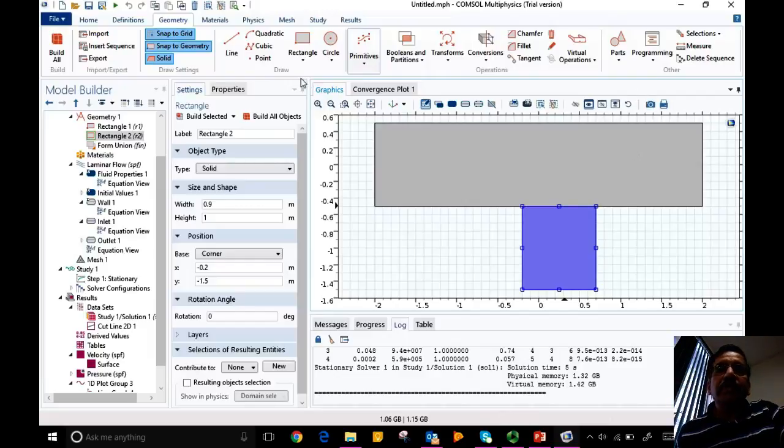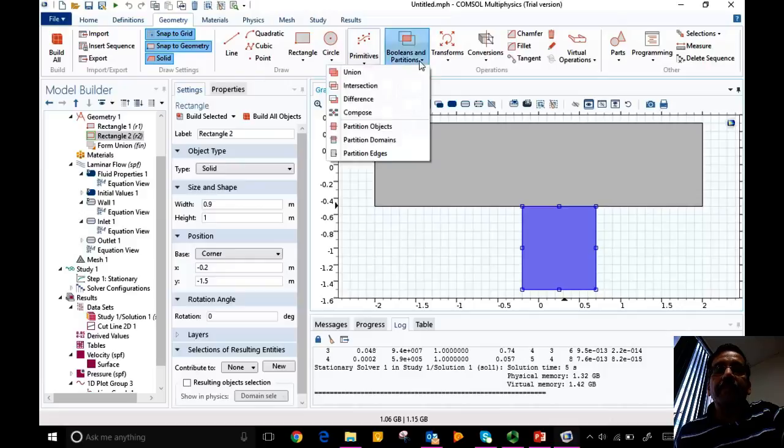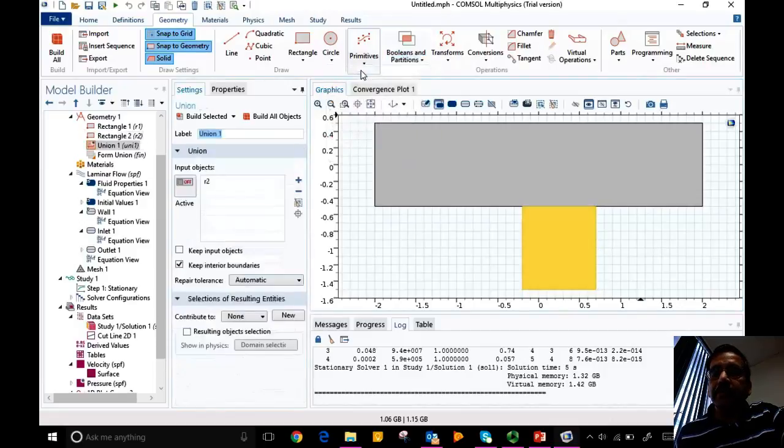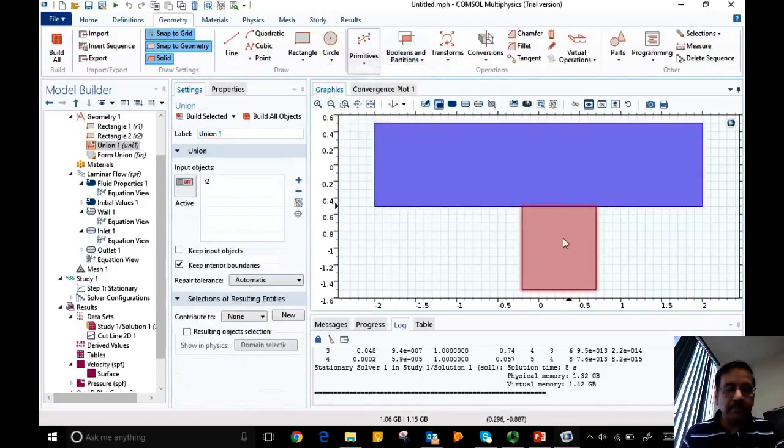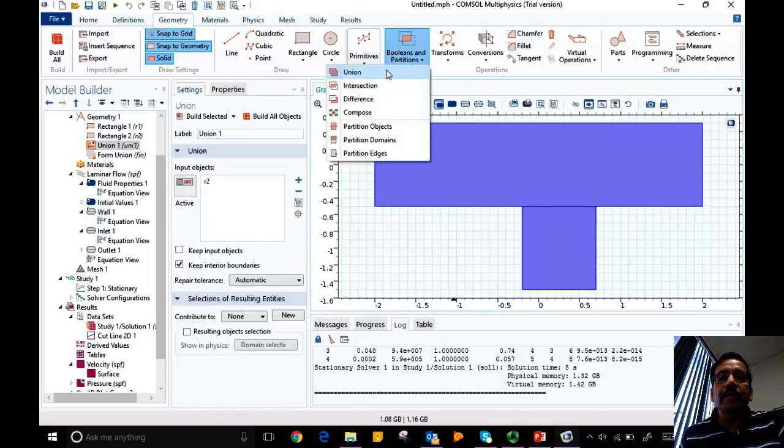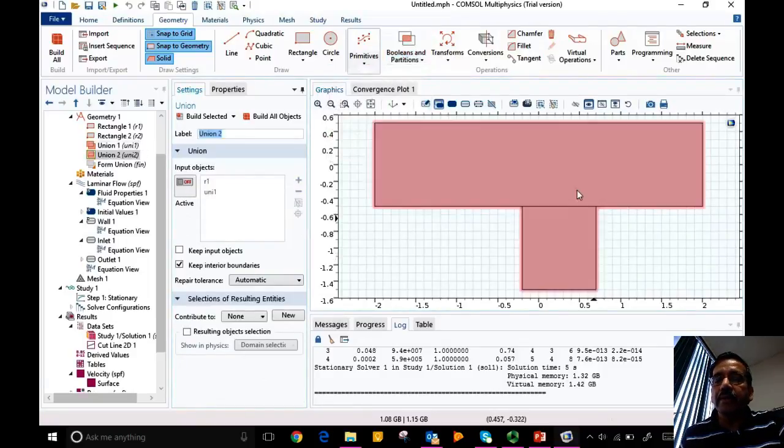I just need to find out where it is in the geometry. Boolean and partitions. So you take union. Oh, I guess I should select both. And now I have one unit, one geometrical entity. Just combine the two. So the interface here will be treated as one that's communicable across this.